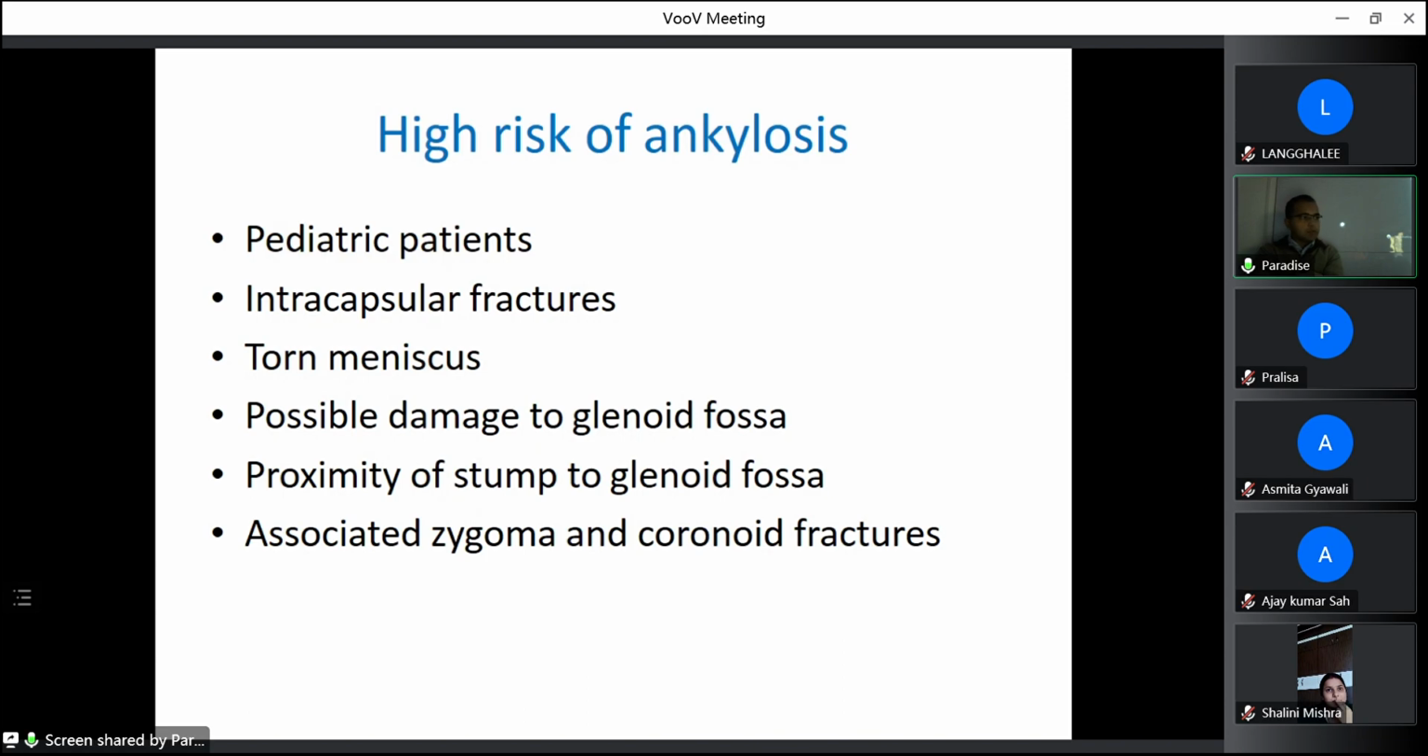And in these cases, in TMJ ankylosis case, patients you have to do orthognathic surgery as well, because there is severe facial asymmetry.